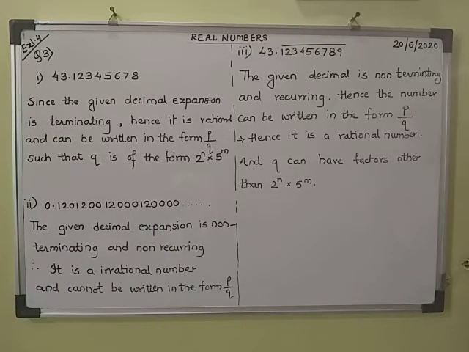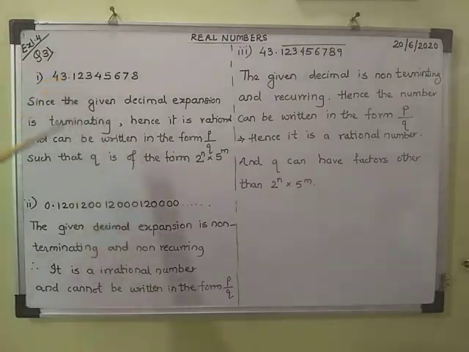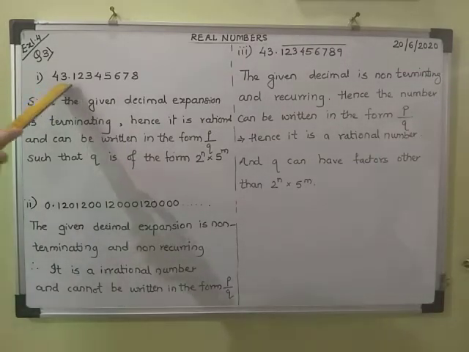Okay, not rational means what? Irrational. Then if they are rational and in the form p upon q, what do you say about the prime factors of q? Okay, so here we check the first one. See, this is the number. Now you see the number, it ends, right?